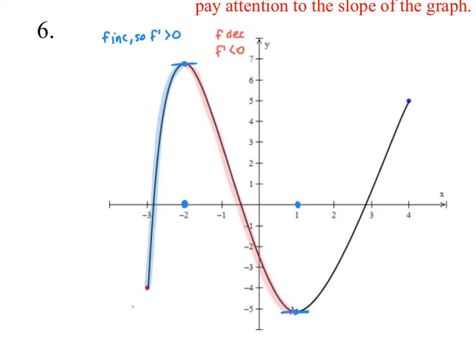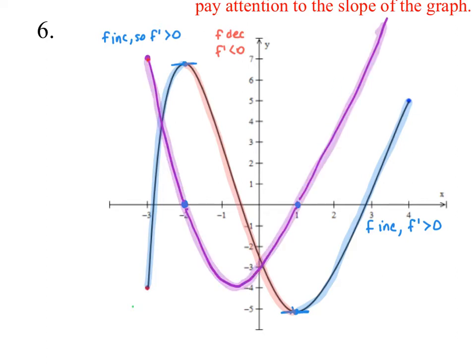And once I move past 1, f again is back on the increase, which tells me my f prime is going to go back positive. So when I put all that together, what I'm saying is that my derivative graph is going to be positive until I get to this negative 2. It's going to have an x-intercept, and then between these two x-intercepts, it's negative, and somewhere in here it's going to have to turn around to catch this x-intercept. And then once I move to the right of 1, I am back again positive. So the derivative graph is this one that I have in purple.